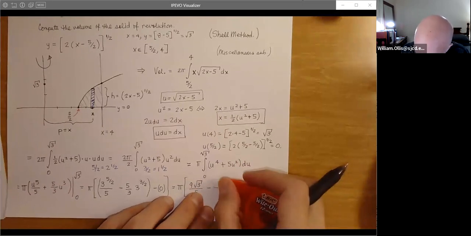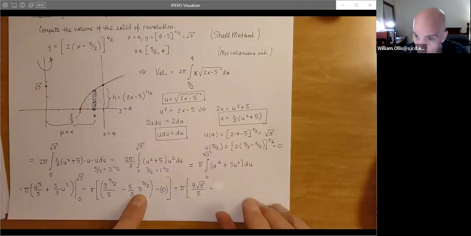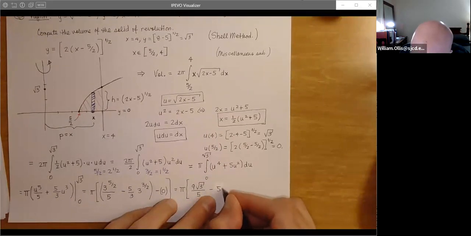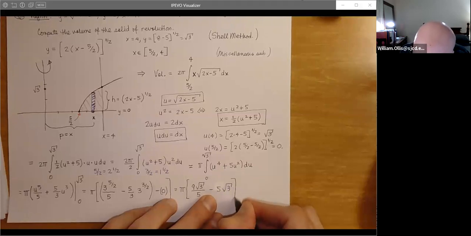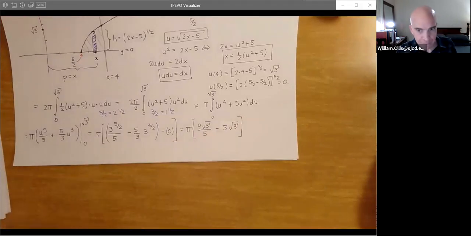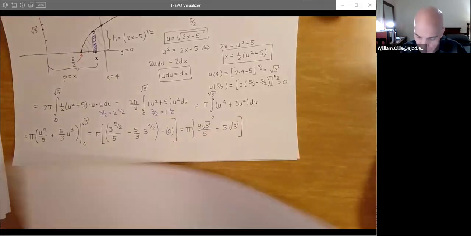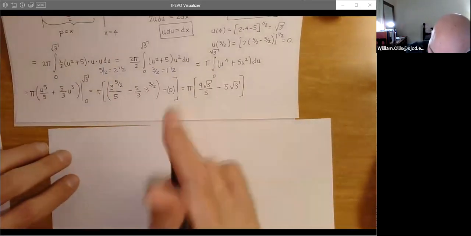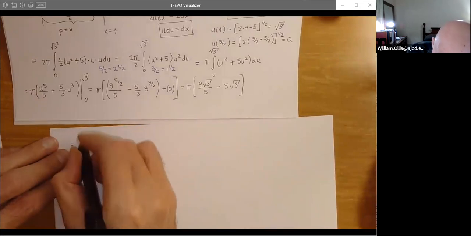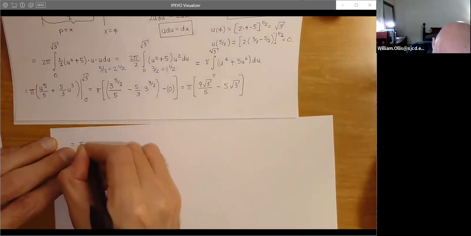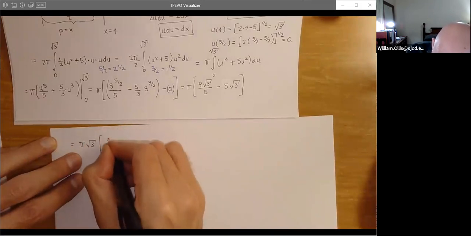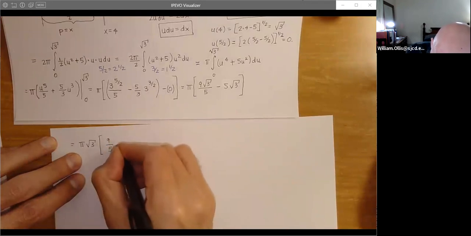Just go ahead and ride the wave. The 3 will absorb one of the 3's here and just leave us with a square root of 3. So we have minus 5 square root 3. So let me grab another sheet of paper, finish the calculation. So at this point, we're thinking, all right, we can factor the root 3 and get a common denominator. So we'll have pi times root 3, and this will give us a 9 over 5 minus 5.